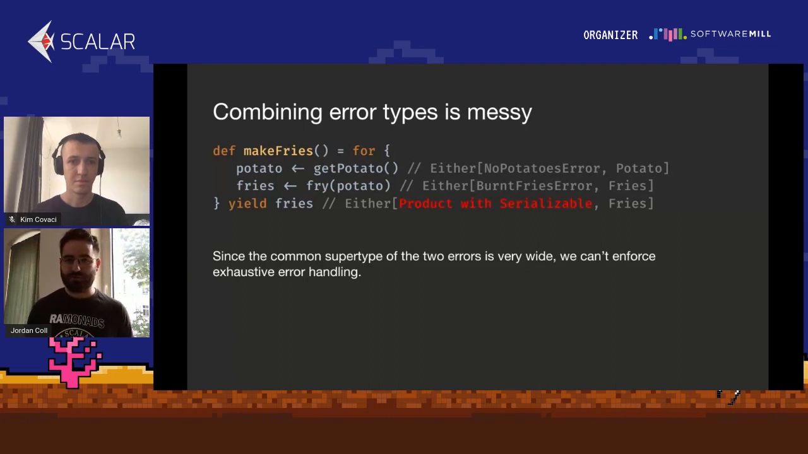We no longer know which errors makeFries might encounter. We've lost domain expression and we've lost exhaustive error handling. But how did this happen? I mean, we started with very strict type definitions in the methods. But in the act of combining the data types, we've lost our type safety. So what can we do to narrow the resulting error type? Well, if the common supertype is too wide, we could narrow it using an ADT of errors, right?